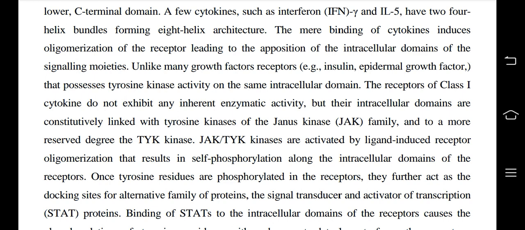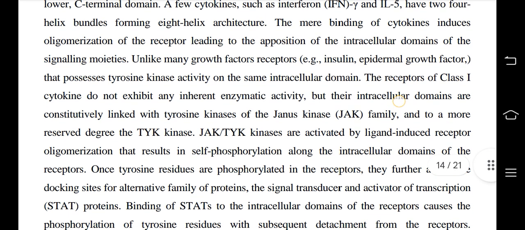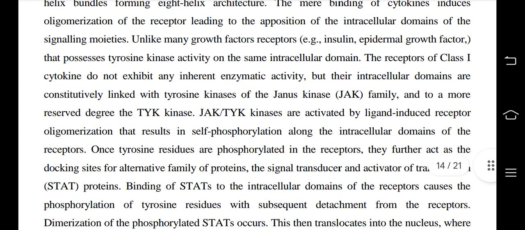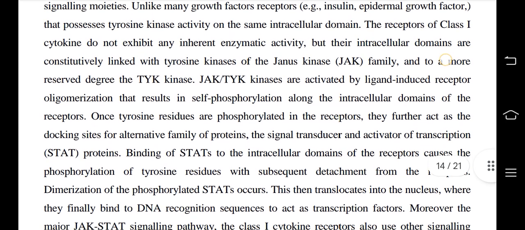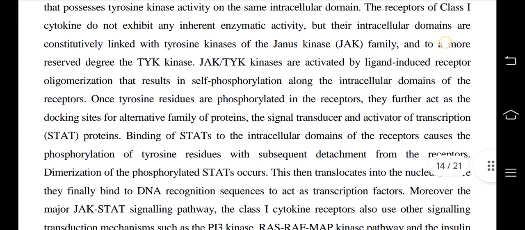signaling moieties. Unlike many growth factor receptors, such as insulin and epidermal growth factor, that possess tyrosine kinase activity at the same intracellular domain, the receptors of class 1 cytokines do not exhibit any inherent enzymatic activity, but their intracellular domains are constitutively linked with tyrosine kinases of the Janus kinase family and, to a more limited degree, the TYK kinase. JAK and TYK kinases are activated by ligand-induced receptor oligomerization that results in self-phosphorylation along the intracellular domains of the receptor.